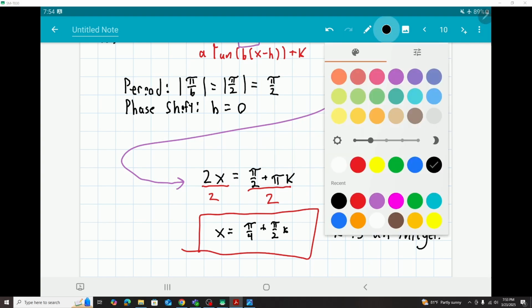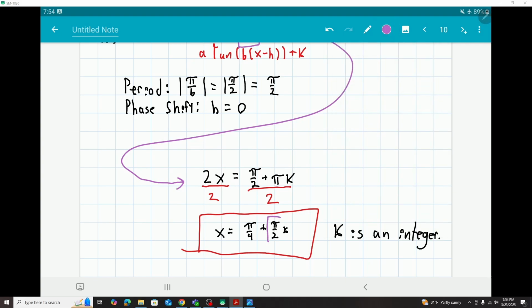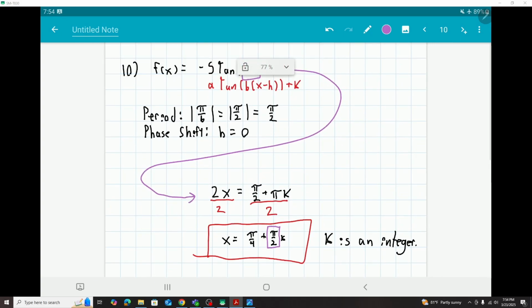If you remember from class, you might be able to save yourself some work. If you're finding the asymptotes anyway, the number that is in front of the k is always going to be the same as the period. Okay, so that's how you do one like number 10.